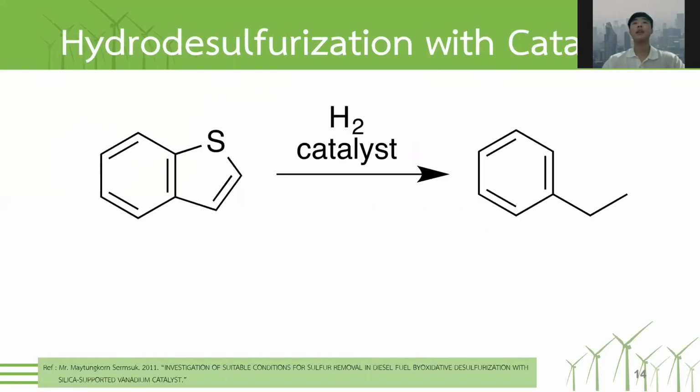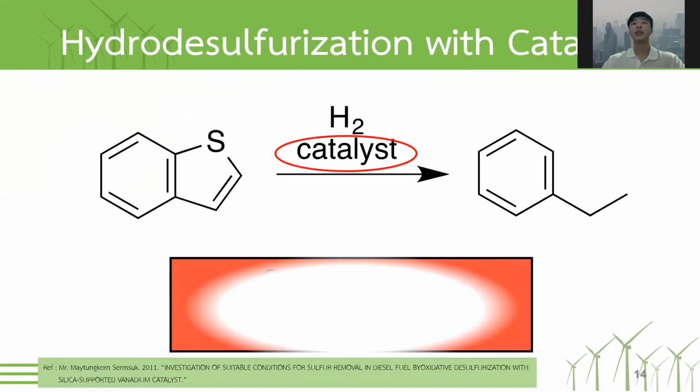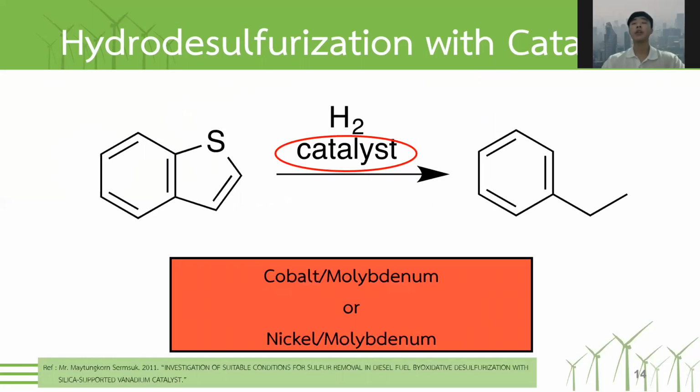Okay, next is hydrodesulfurization with catalyst. That uses hydrogen and a catalyst, such as cobalt molybdenum or nickel molybdenum, to remove the sulfur. You can see in the picture that the sulfur is removed.